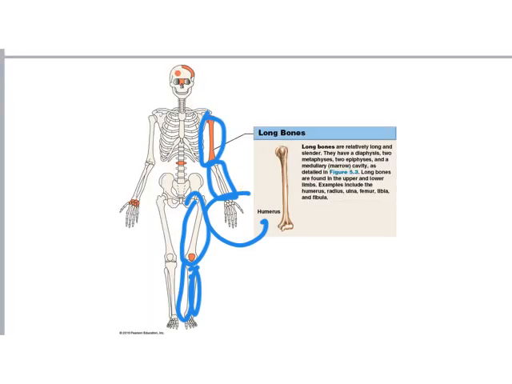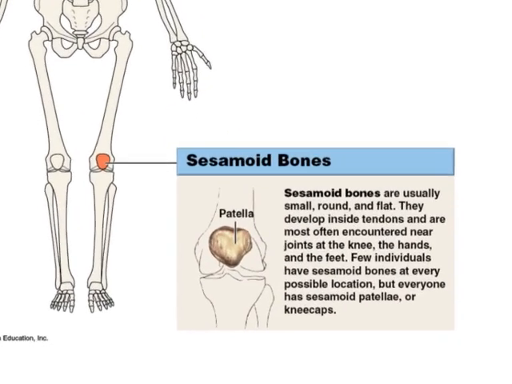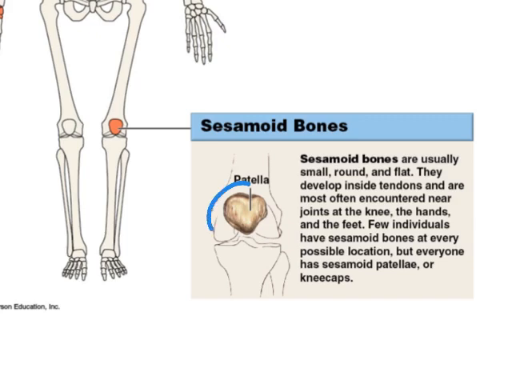Sesamoid bones, now these are interesting. These are bones that grow up in the midst of a tendon or a ligament, and they're not actually attached to another bone. So sometimes people call sesamoid bones floating bones because they look like they're just floating all by themselves. Now there has to be something that's keeping them attached to the body. The primary sesamoid bone in the body is the patella, or your kneecap. But there are some other sesamoid bones you sometimes find in the wrist and in the foot as well, these floating bones.